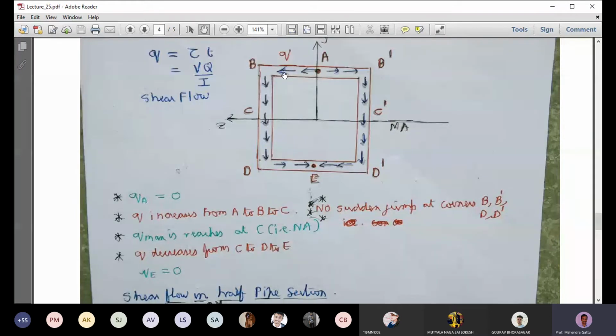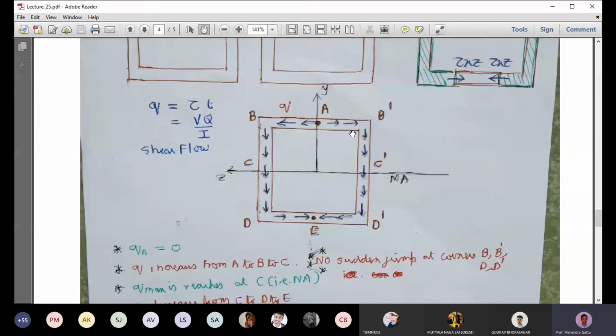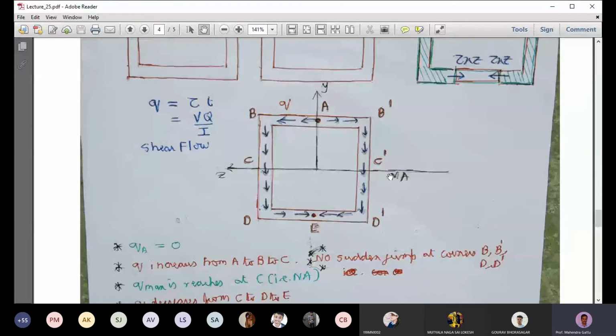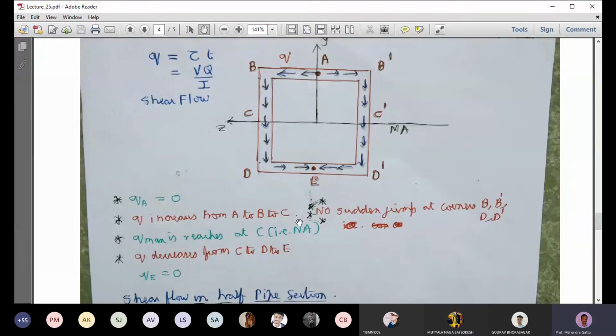Main thing is that at the corners B and B prime and D and D prime, there is no sudden jump. Unlike in the flange portion, where we had Q is equal to Q1 plus Q2, there is a sudden jump, but here there is a continuous change. There is no jump here. There is a continuous variation in the Q value, unlike that wide flange section. So in the wide flange section, what happened when you reach the junction at the top of the web, the shear flow was added up. Q is equal to Q1 plus Q2. The left segment and right segment were added up. But here no such jumps are happening.